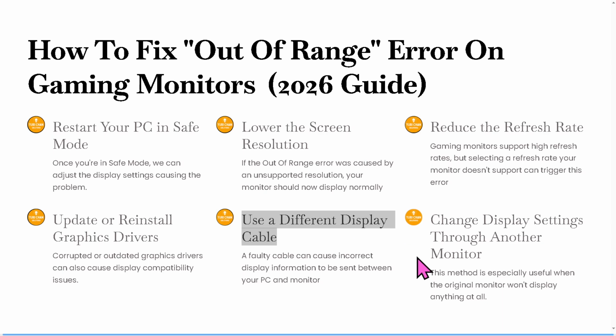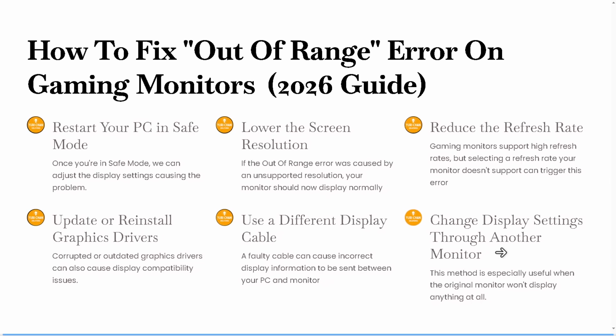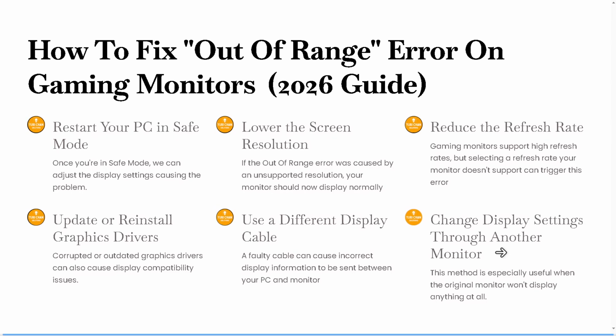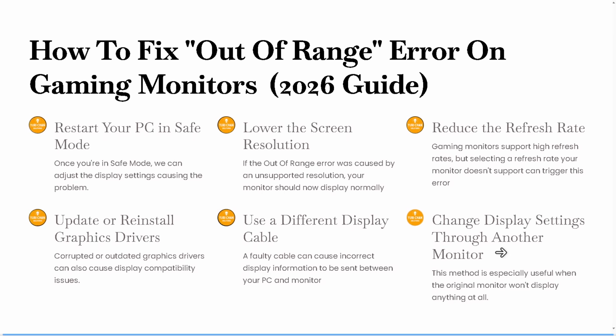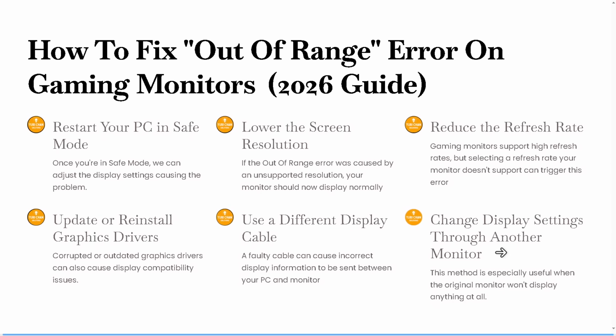And finally, you need to change the display settings through another monitor. If the error appears immediately and you can't access Windows, connect your PC to another monitor or TV. So, connect a working display, boot Windows, lower the resolution and refresh rate, and shut down the computer. Reconnect your gaming monitor and turn the PC back on. This method is especially useful when the original monitor won't display anything at all.